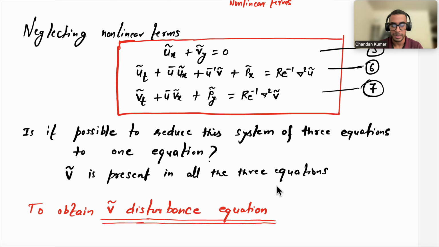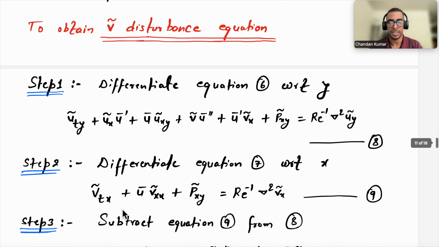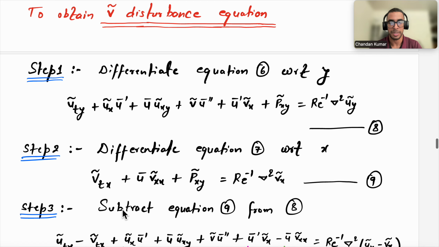In our previous discussion, when we were talking about these three equations, we observed that we can reduce this set of three equations into a single equation in terms of v perturbation. So we are going to look further at how we are going to do that. To start with, the first step is to differentiate equation 6 with respect to y.